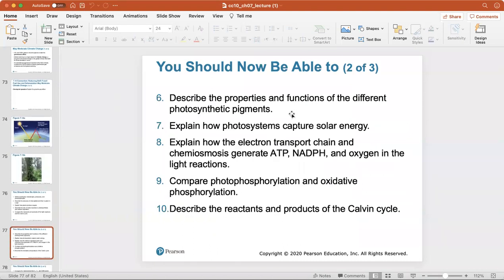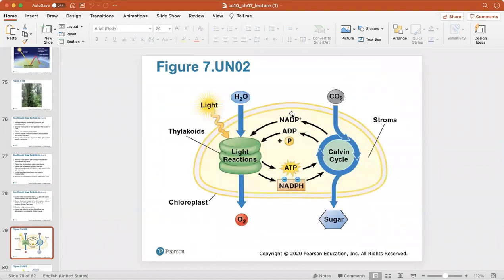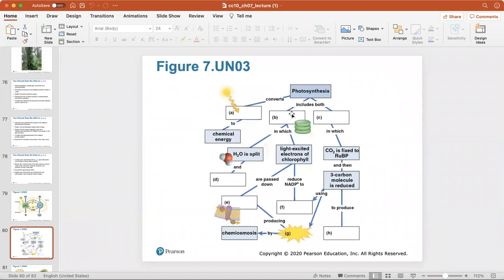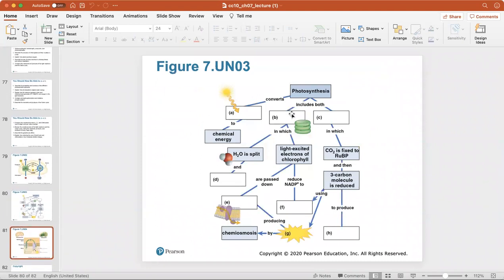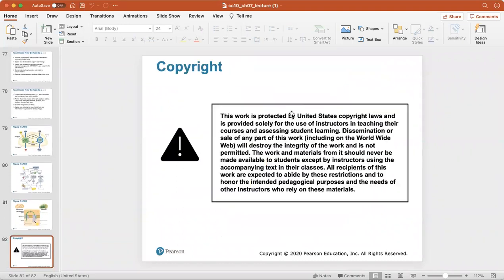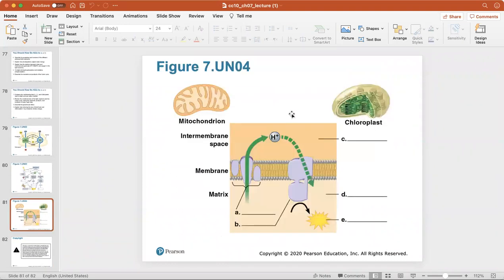So by now you should be able to use these as your checkpoint slides. Again, at the end of all these chapters, there are some great drawings to fill in. And I think I've told you before, I will probably use some of these in your test that will be due this Sunday.